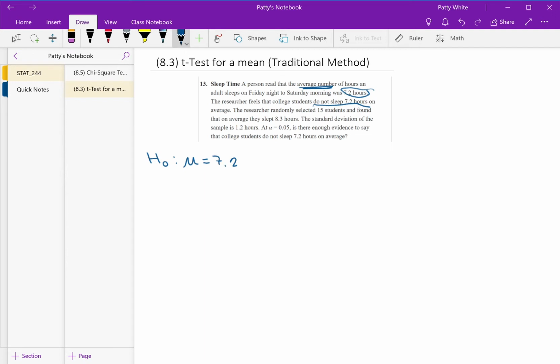The next sentence says that a researcher feels that college students do not sleep 7.2 on average. So then that gives us our alternative. Our H a is that mu, the average, is not equal to 7.2. The average could be greater than 7.2 or less than 7.2. So that tells us that we have a two-tail test.